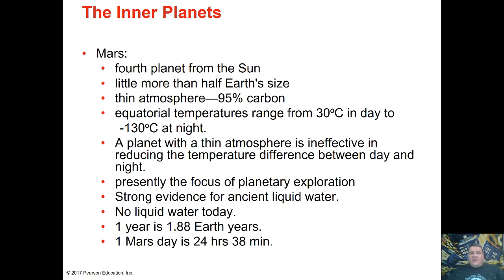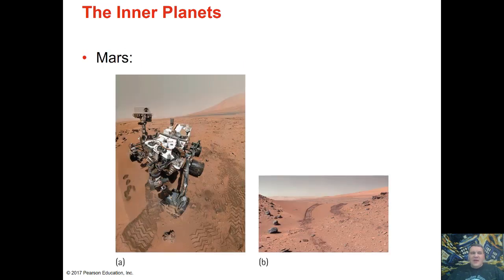One year on Mars is about 1.88 Earth years, so its year is longer. And one Mars day is actually slightly longer than an Earth day at 24 hours, 38 minutes. Here we see a picture of the Curiosity rover. This was launched to Mars in 2012, if I remember correctly, and it's actually still going strong.